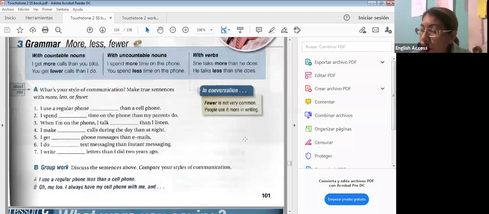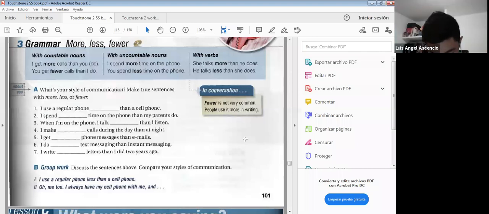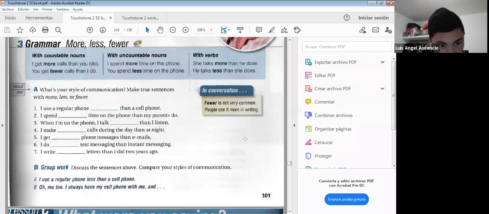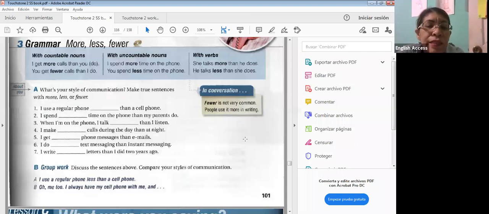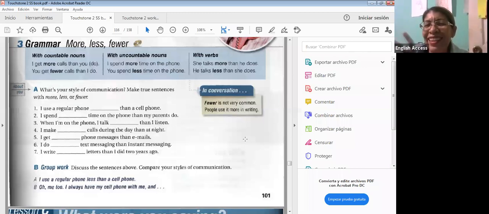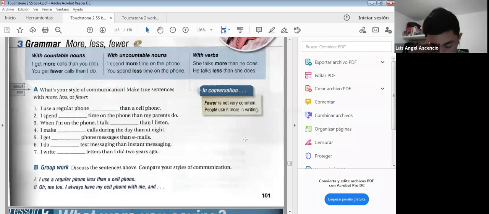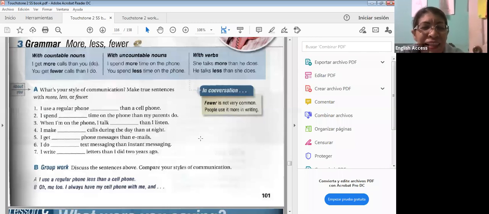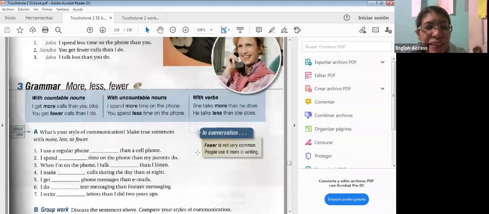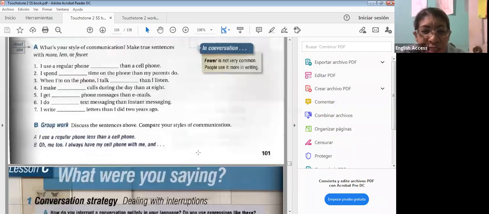Okay, and number 7. I write less letters than I did 2 years ago. I write less letters. Okay, but pay attention here. In number 7, Luis, we have an action, right? But you are talking about the letters. That is countable. So I write fewer letters than I did 2 years ago. Perfect.